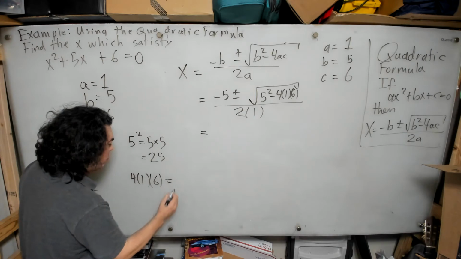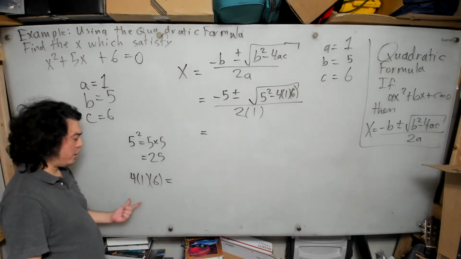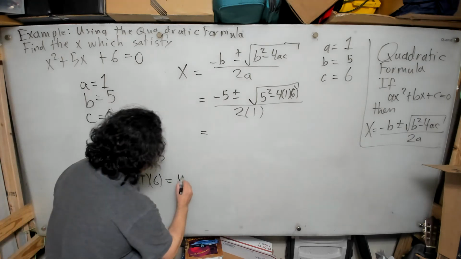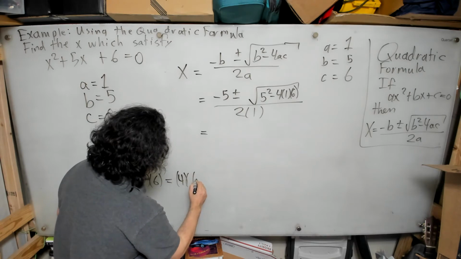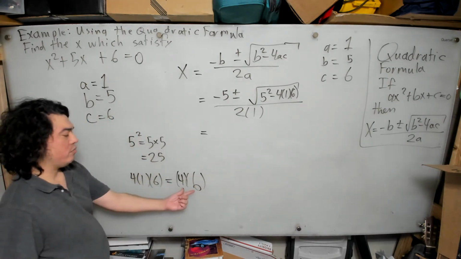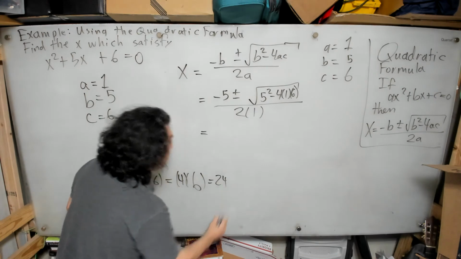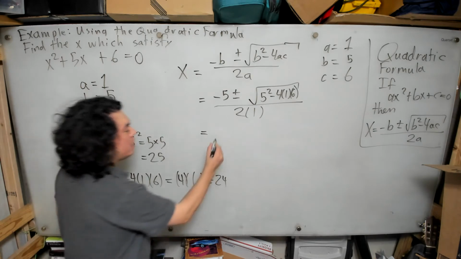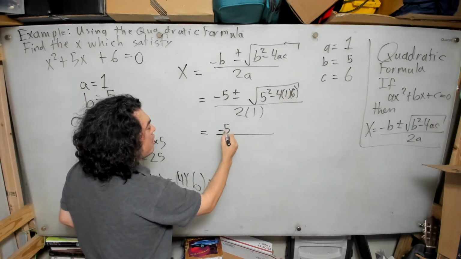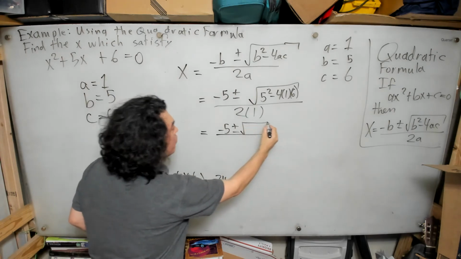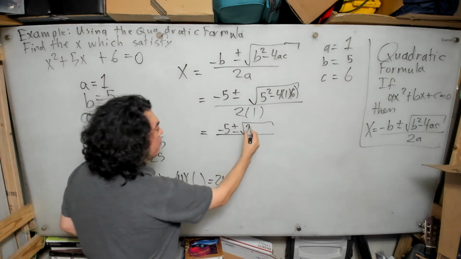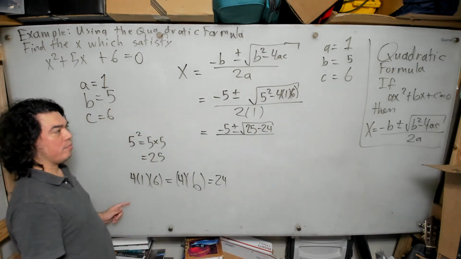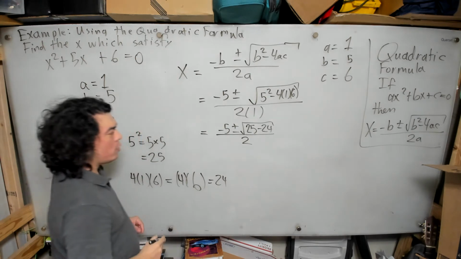Now, what is 4 times 1 times 6? Remember, whenever I do the multiplication, I go left to right. 4 times 1 is 4. So this becomes 4 times 6. Now what is 4 times 6? 24. Right? And of course on the denominator here, 2 times 1 is just 2. So I can rewrite this expression as -5 plus or minus the square root of 25 minus 24 from the calculations we did here, and then divided by 2. Okay.